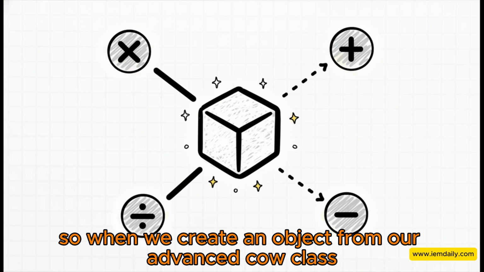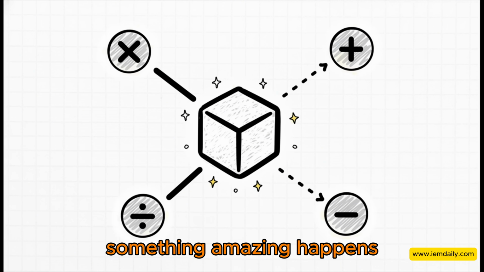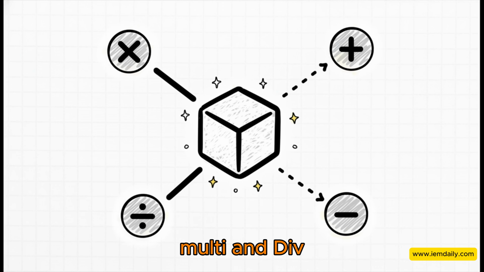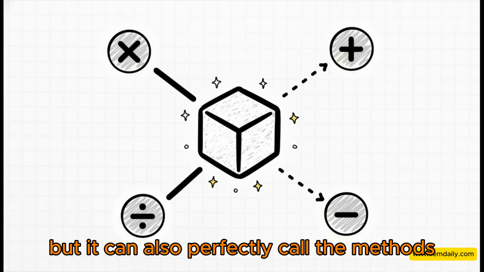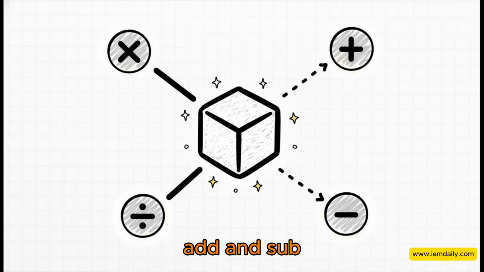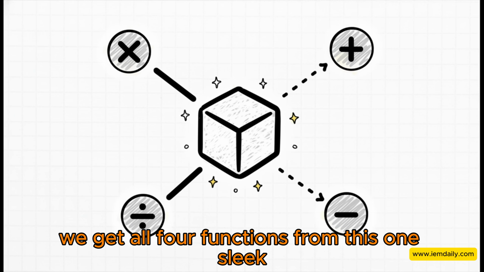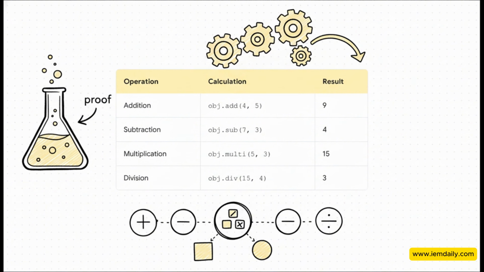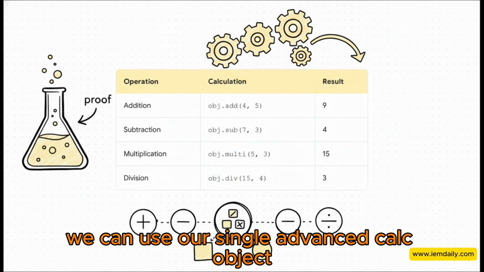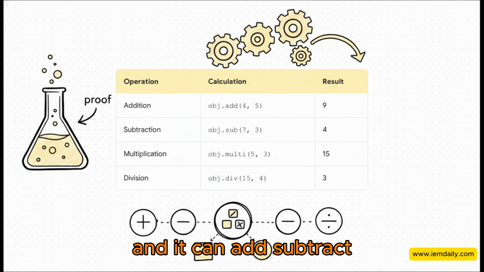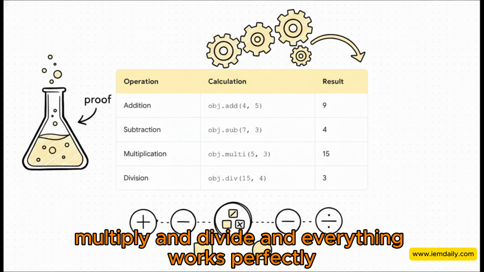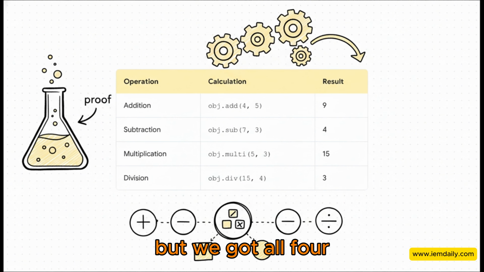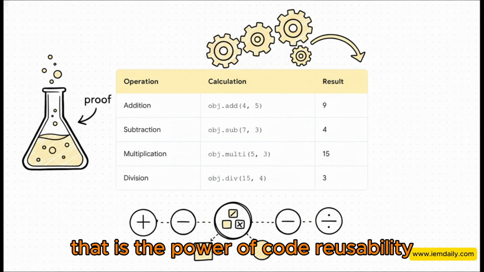So when we create an object from our AdvancedCalc class, something amazing happens. That one object can call its own methods, multi and div, but it can also perfectly call the methods it inherited from its parent, add and sub. We get all four functions from this one sleek, efficient class. And here is the proof. Just look at this table. We can use our single AdvancedCalc object, and it can add, subtract, multiply, and divide, and everything works perfectly. We only had to write the two new methods, but we got all four. That is the power of code reusability.